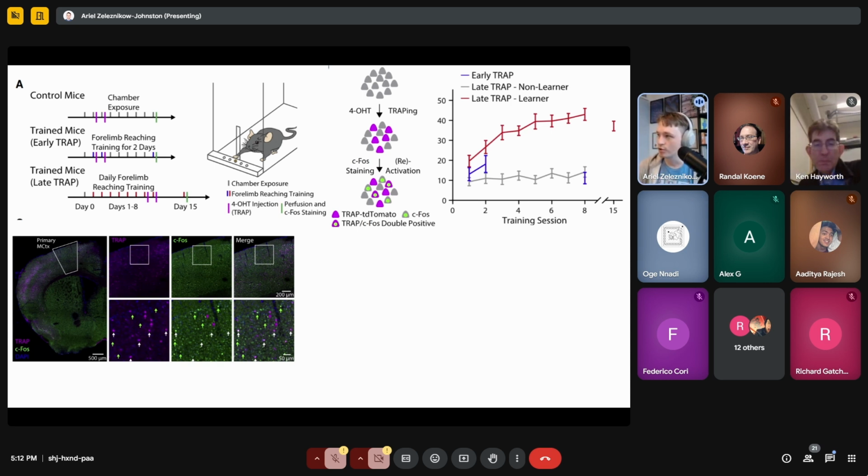If you look at the top right, you can see in the gray line the animals that were trained on the task but never actually managed to get pretty good performance, even after 8 sessions of training. Whereas in the red line, you can see animals that actually learned to do the task properly and had higher performance.